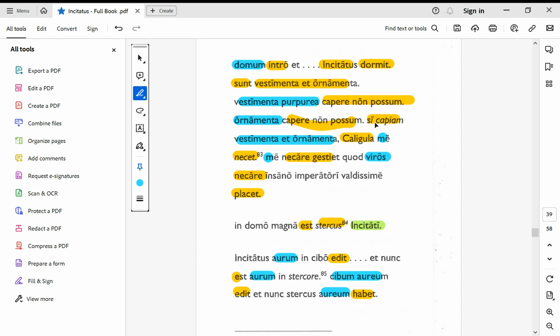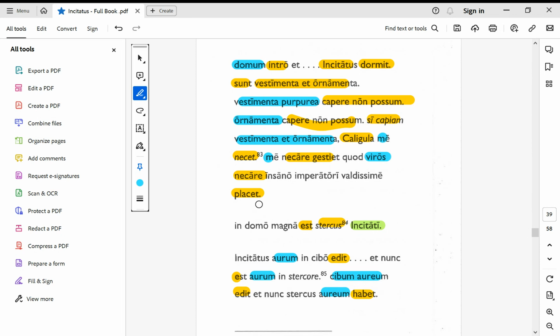Si capiam, if I take the clothes and the jewelry, Caligula necet, will kill me. He would really want necare, to kill me.